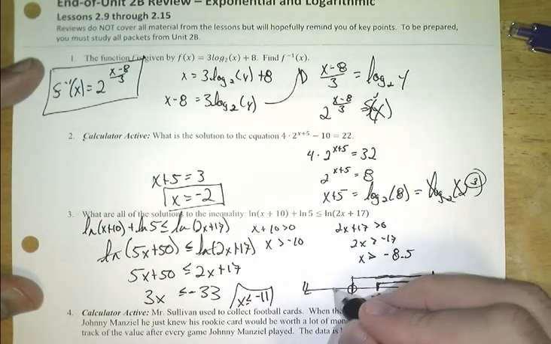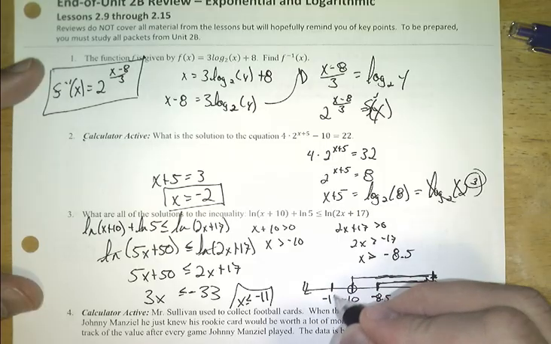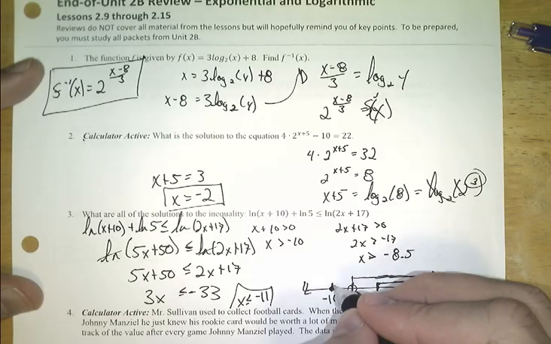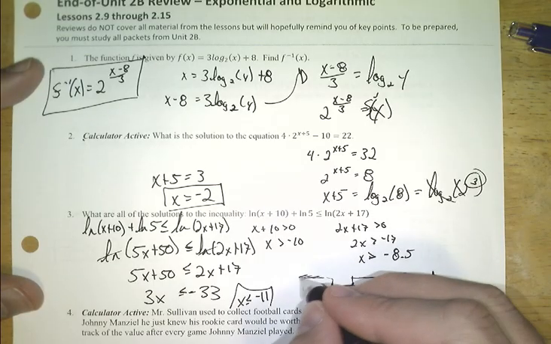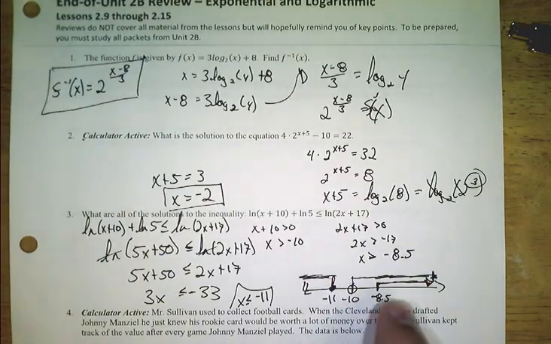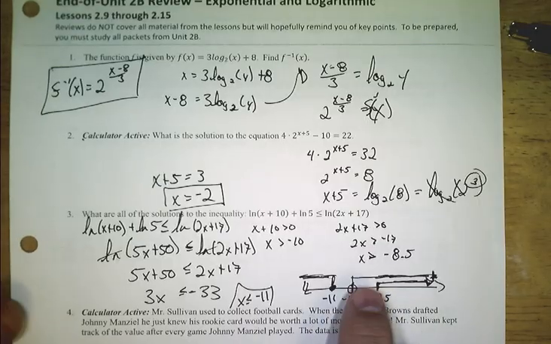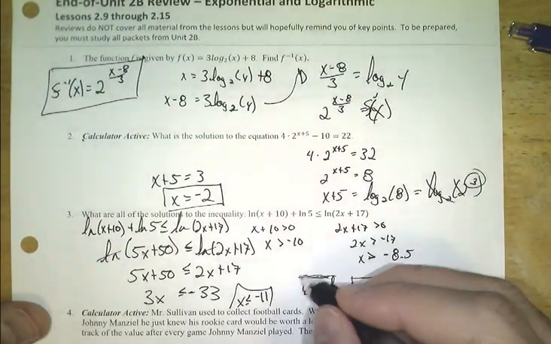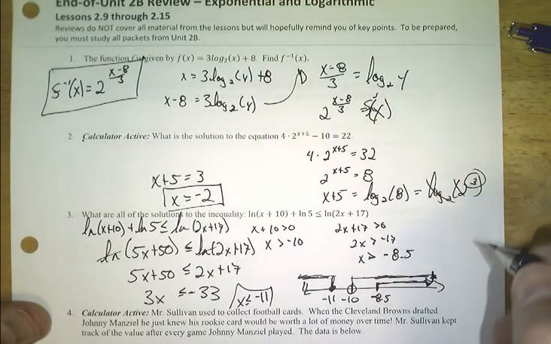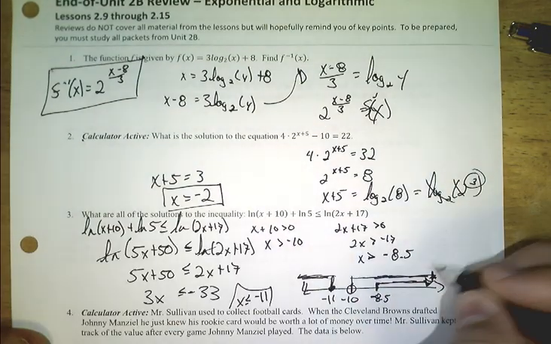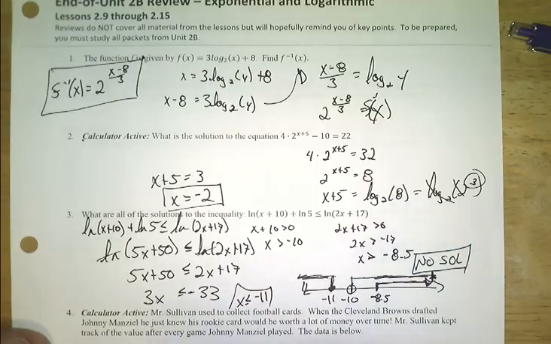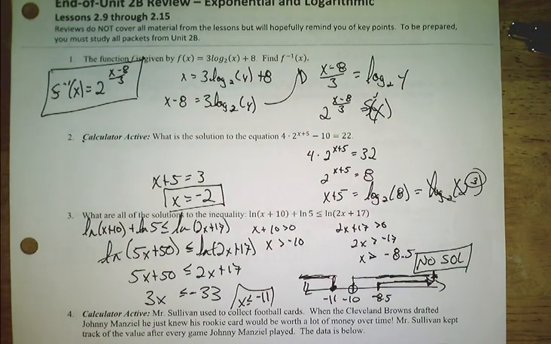So negative 11 is right here, and we want everything less than or equal to, so that is in this direction, less than negative 11, and we can see that none of these overlap. We want where all three overlap, and they don't. So this one is going to be no solution because there is no intersection.